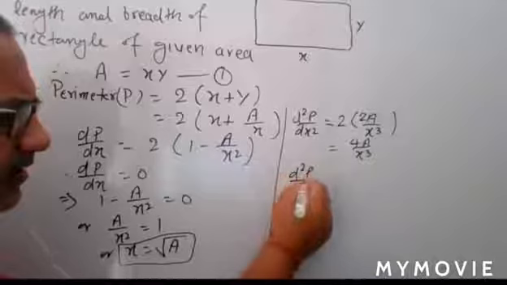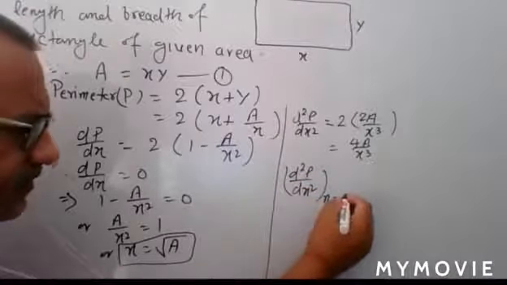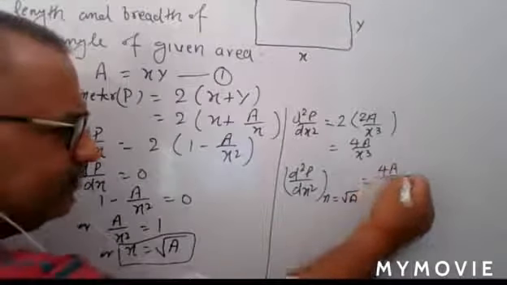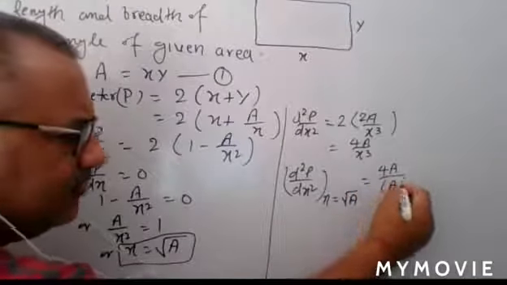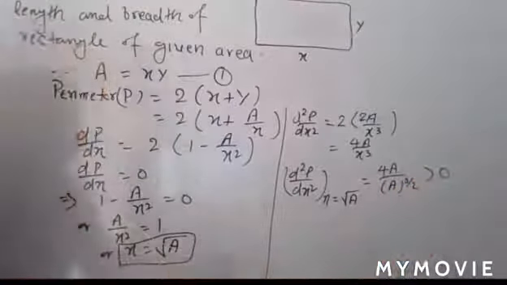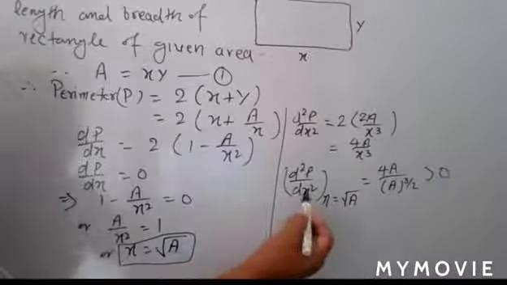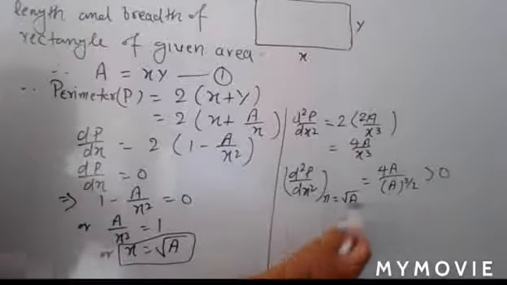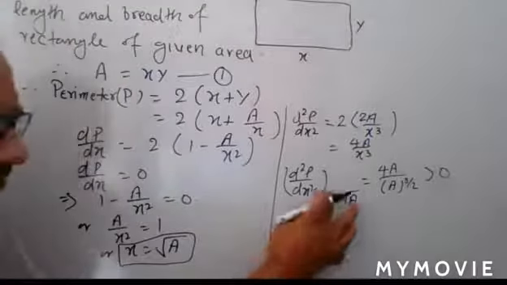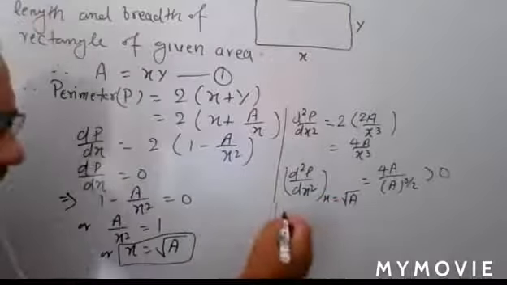Now d2p upon dx2, for the value of x equal to root of a, you have 4a upon a to the power 3 by 2, and that complete quantity is positive. Understand? So here you see that the value of the second derivative is positive for x equal to under root a.